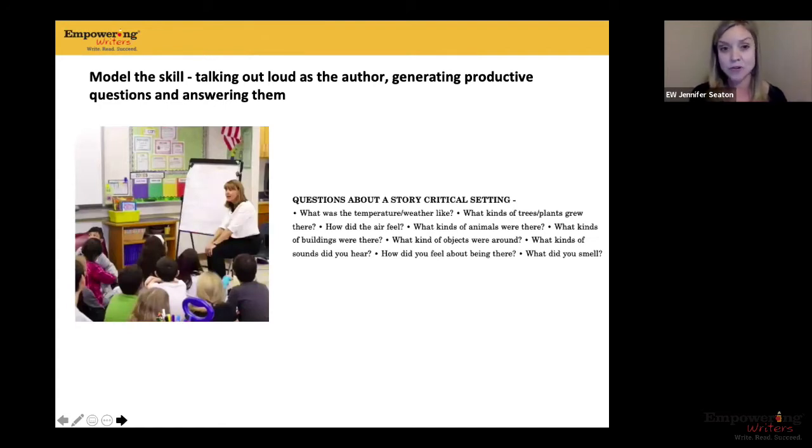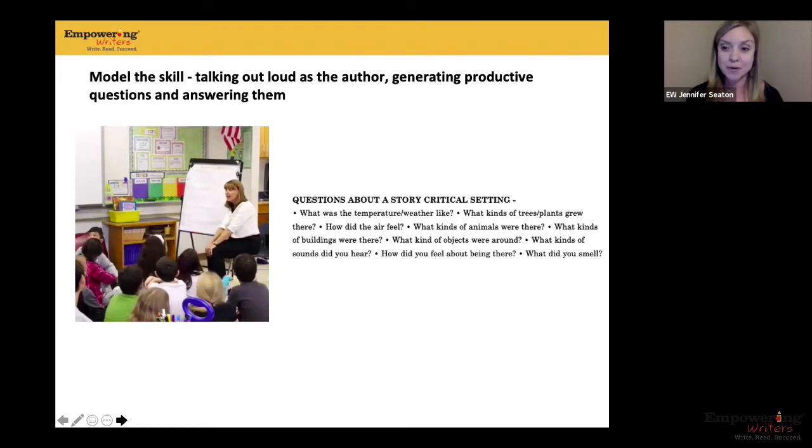Okay, so when we think about going to the next part, we've introduced with literature. Now it's time for us as teachers to model that skill. Remember, Daya said, this is about talking aloud as the author. It's really using those productive questions. You're answering them, the students are answering them, but what do I do when students seem a little bit behind? You still ask those questions.